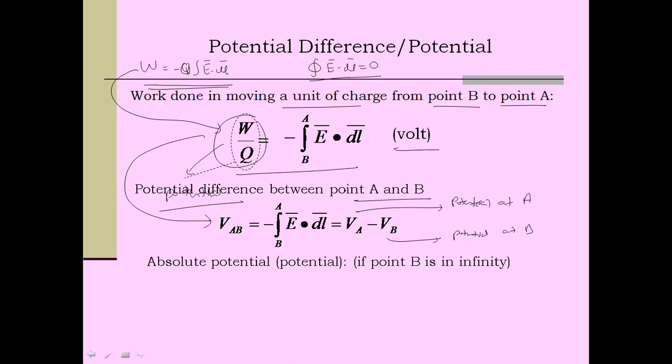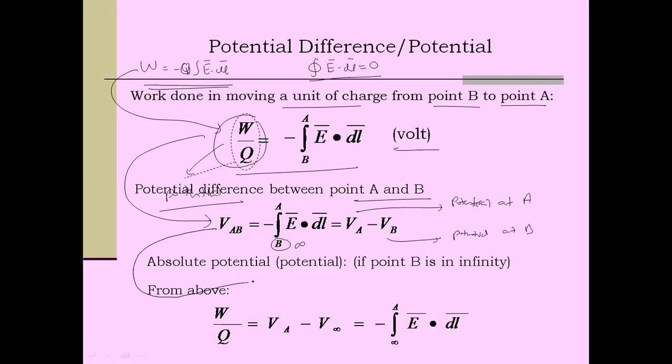From this equation of potential difference, we can also define a new parameter, called the absolute potential, or potential in short. If we say that the initial point, or starting point B, is defined to be at infinity, then the equation of VAB can be written simply as VA, in which the initial point is at infinity.